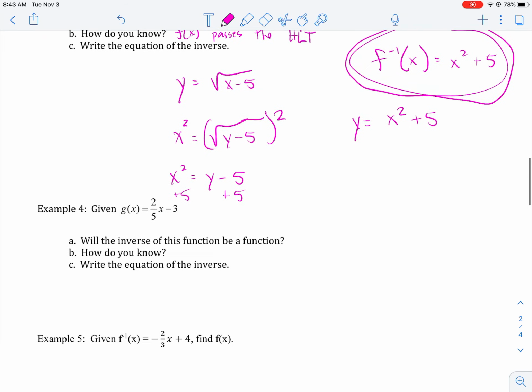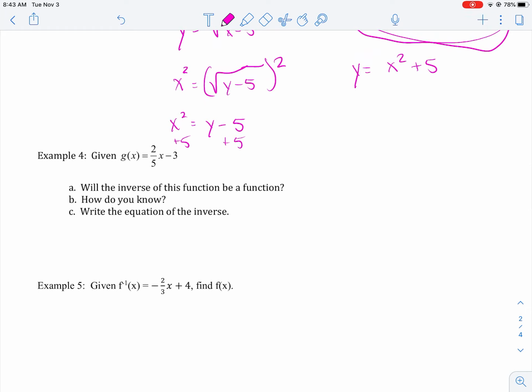Okay, let's go down to this one. Will this one be a function? Yes. What's nice about this particular function right here is that it is a linear function. It's got that y equals mx plus b style. So how do you know? Well, g of x would pass the horizontal line test. But also I know that linear functions are one-to-one. But saying g of x will pass the horizontal line test would be good enough. Write the equation of the inverse.